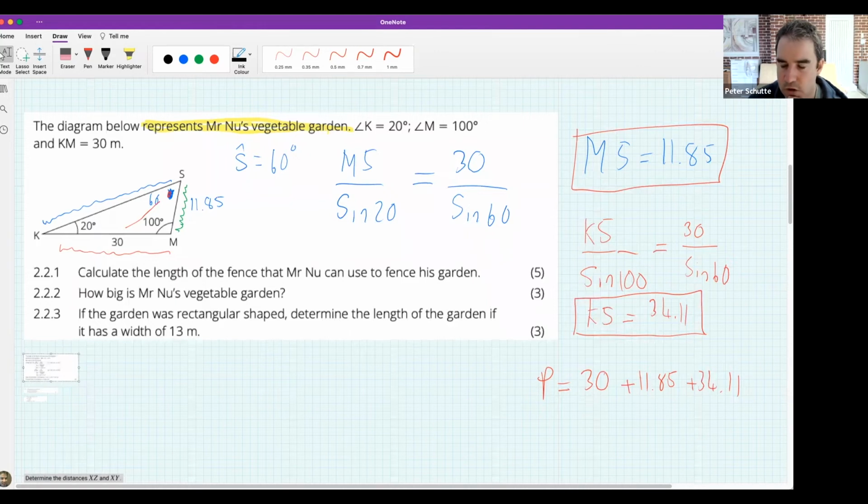Lee, what have you got? I'll unmute you. Hey, sir. Hi. I have a question for 2.2.1, where we had to find the side KS. I did not use KM. I used the side SM, and then I'm getting an answer of 34.12 instead of 34.11.